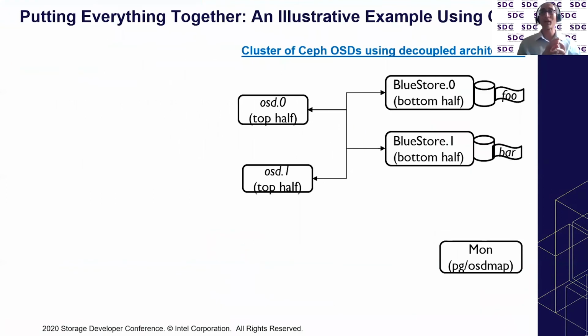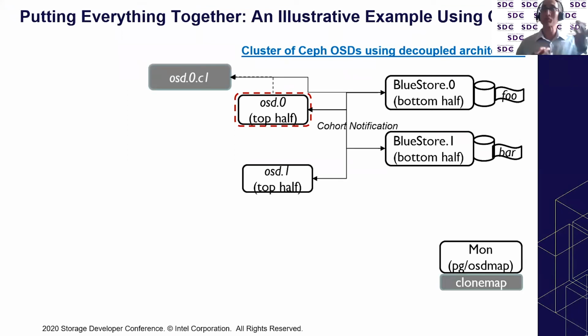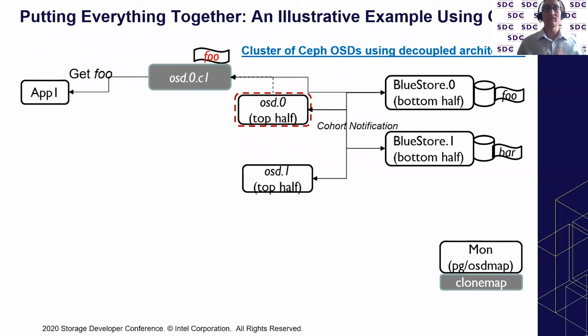Now let's put everything together to give an end-to-end view. Here we're showing a cluster of Ceph OSDs, where the OSD has been decoupled. Let's say the top half is experiencing pressure. So it clones itself. We are now showing the clone that's added, and the clone map for that OSD gets updated with this new clone. Now when some client issues a GET request, that GET can be answered by the clone. And going forward, that data is cached on this clone.